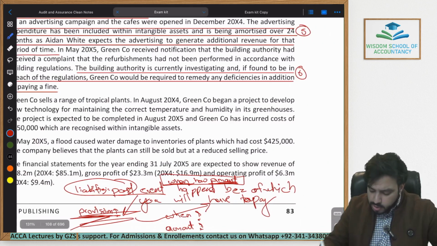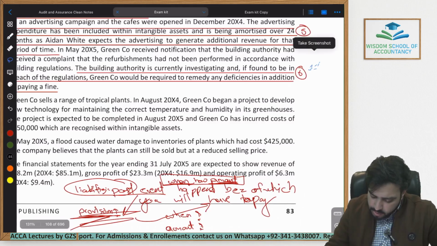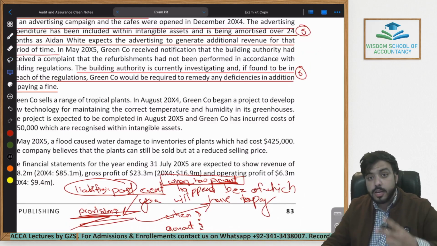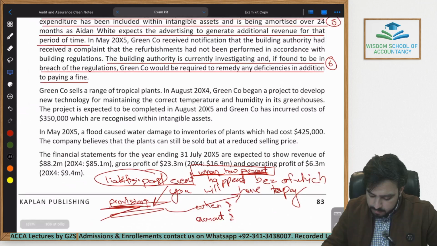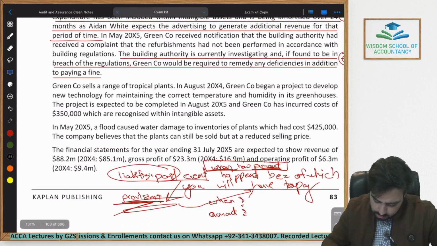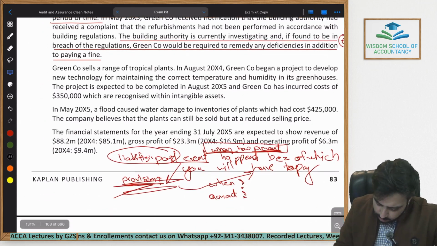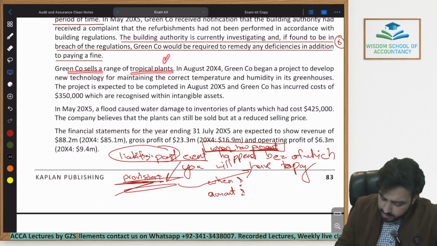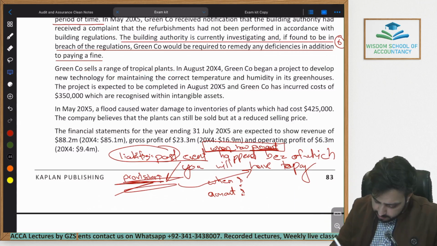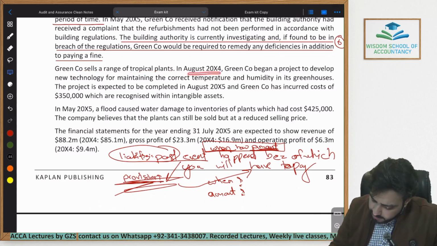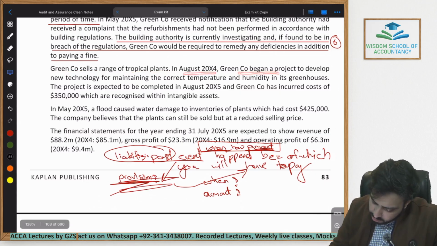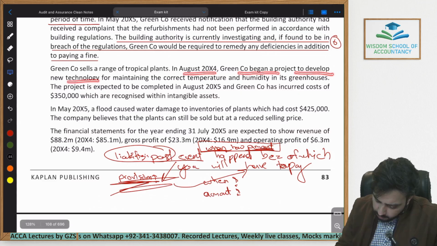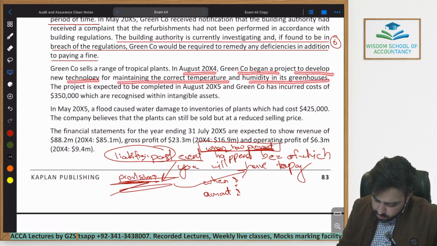So congratulations, by the way, we have identified 6 different areas of risk up till now. This means we only need to identify 2 more areas from this overall question. Let's read forward now. Green Corporation sells a range of tropical plants. All right, so they sell a lot of different tropical plants. In August 2014, Green Corporation began a project to develop new technology for maintaining the correct temperature and humidity in its greenhouses.